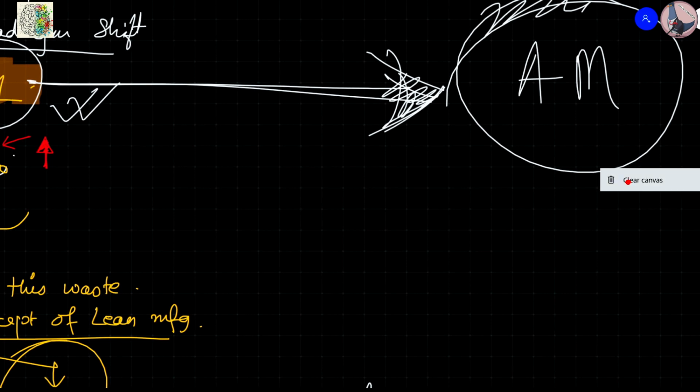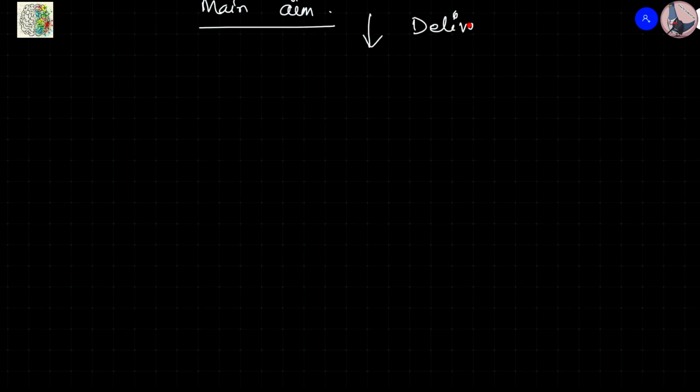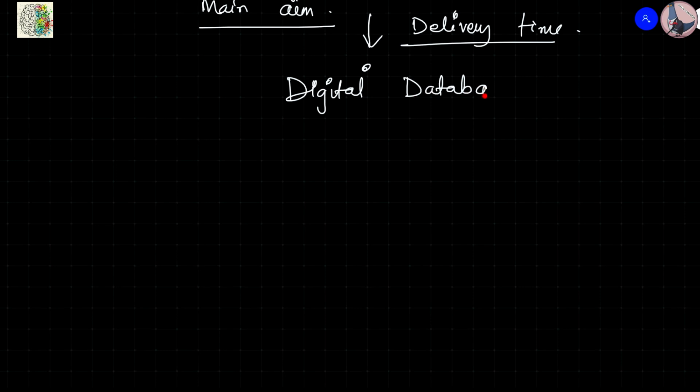First, what they did, they thought about how to reduce time. The main aim in their mind was to reduce the delivery time. So to do this, first they started talking about making a digital database. Now, what is this digital database?